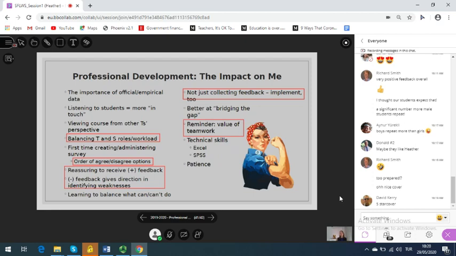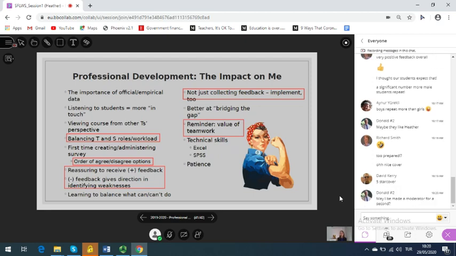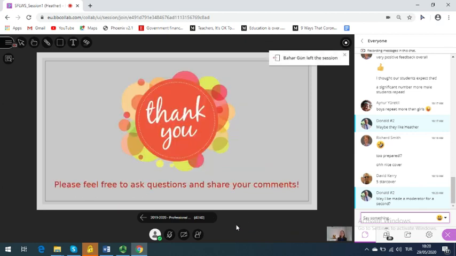And remembering, of course, teamwork, because all of the teachers helped me. They took those surveys to their classes and administered them. So it was really wonderful. But also technical skills. I spent a lot of time entering this data into Excel, and Esky helped me with SPSS. So perhaps patience is the number one thing I gained. But this was a really wonderful experience for me as course coordinator. So thank you. That's it.